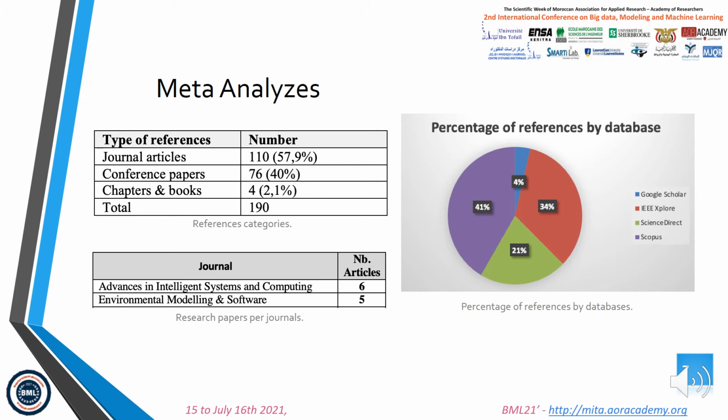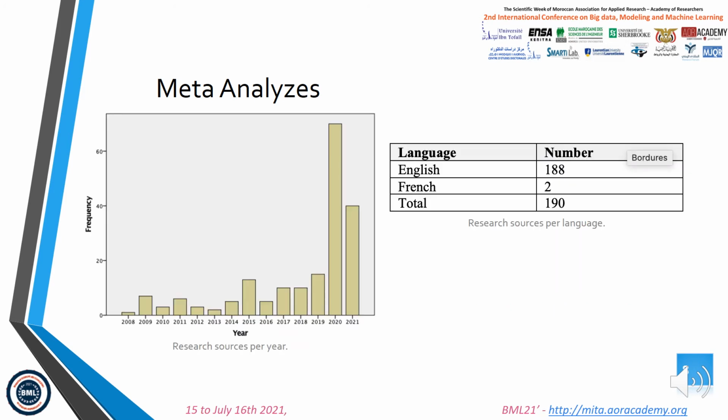About the percentage of references by database, we notice that most of our documents are from the Scopus database, followed by the IEEE Xplore database with 34% of our references. 21% of our documents are from the ScienceDirect database, and only 4% are from the Google Scholar database. This is a graphical presentation of research resources per year. We have a first peak in 2015 and another peak in 2020. About languages, we have 188 articles in English and 2 articles in French.